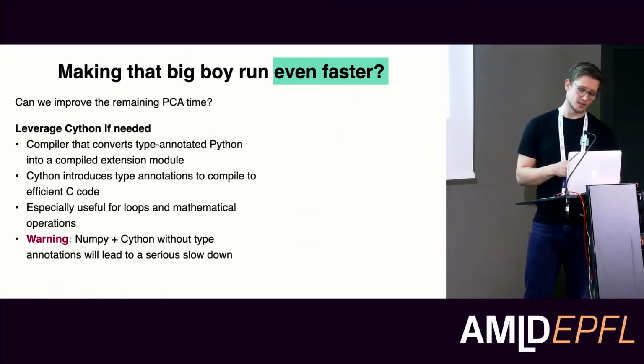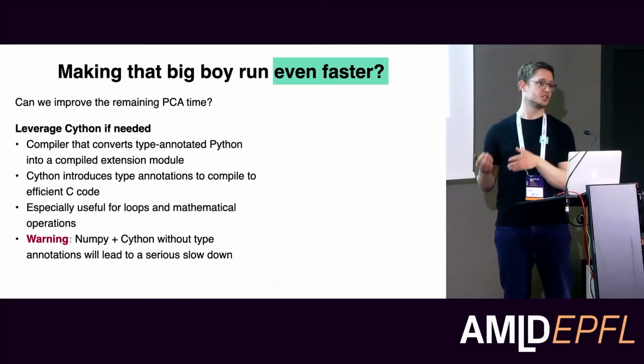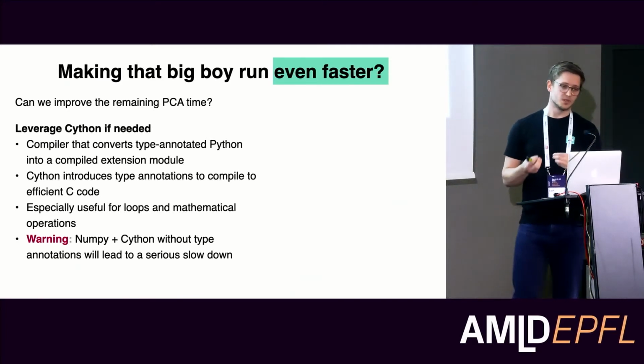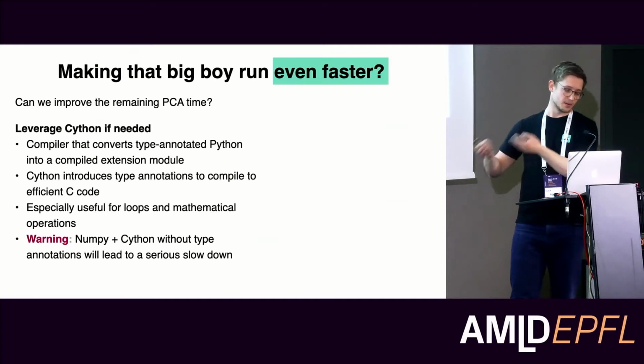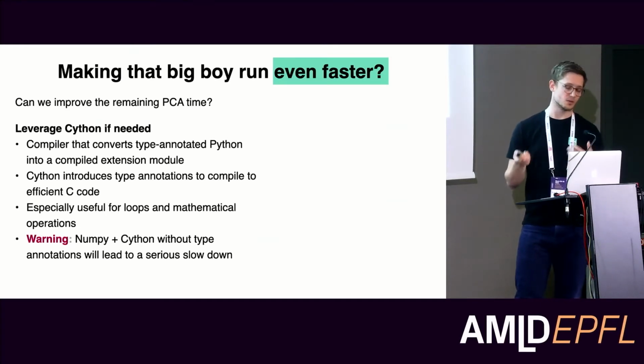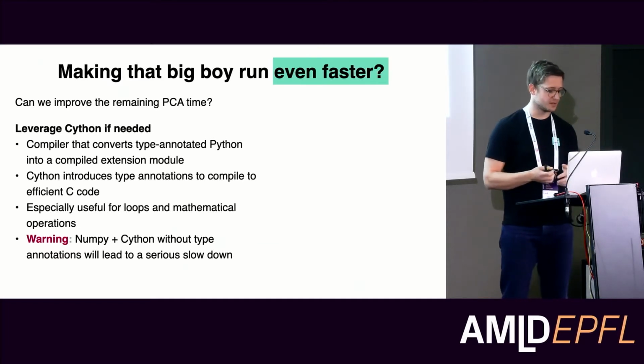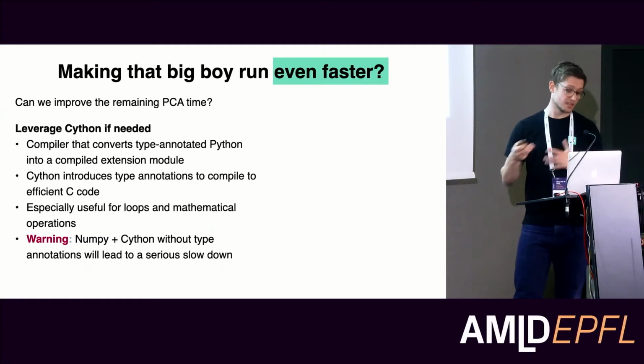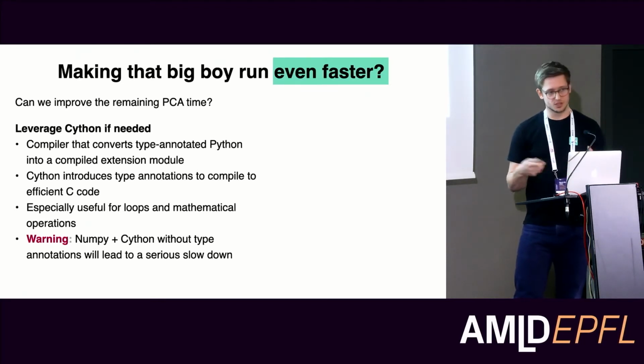The idea here is that we take type annotated Python code and then compile that to efficient code. And we use that efficient code and can then import it normally, how you would import other Python modules. And this is especially good to have if you are using loops, if you still have to use loops, or if you want to operate with a lot of mathematical operations. And one warning here is generally NumPy and Cython work very well together, but without type annotations, that in some cases can lead to some slowdown. So just to keep that in mind.